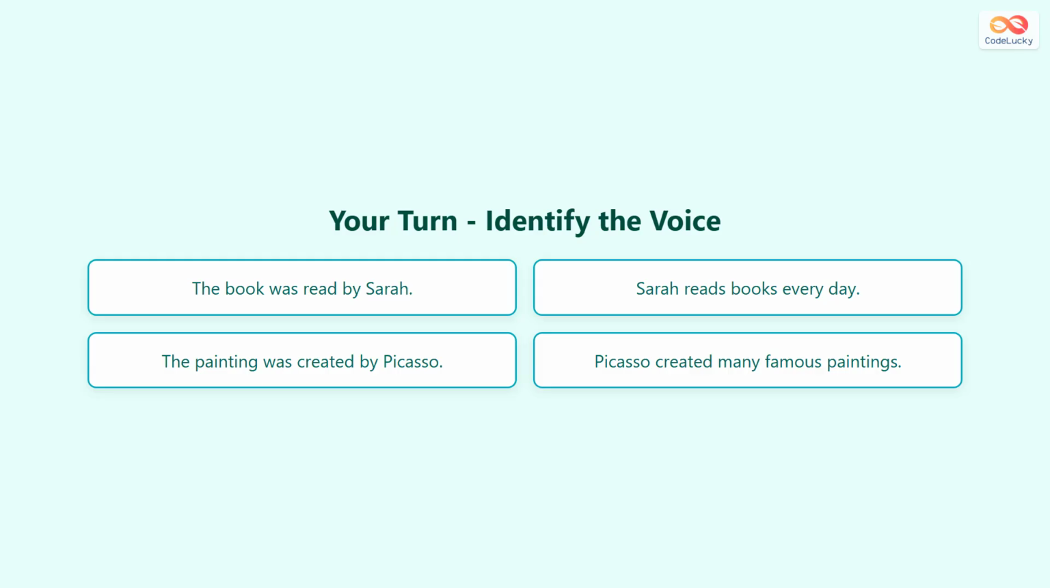Now identify the voice in these sentences. The book was read by Sarah is passive voice. Sarah reads books every day is active voice. The painting was created by Picasso is passive. Picasso created many famous paintings is active.